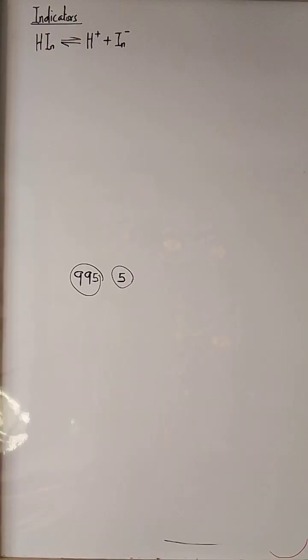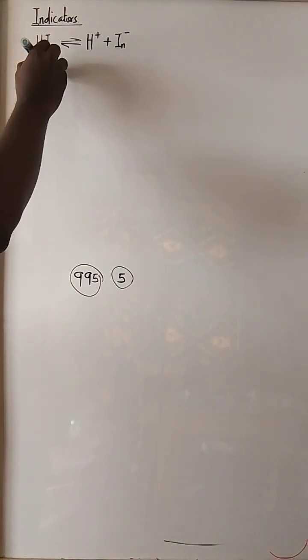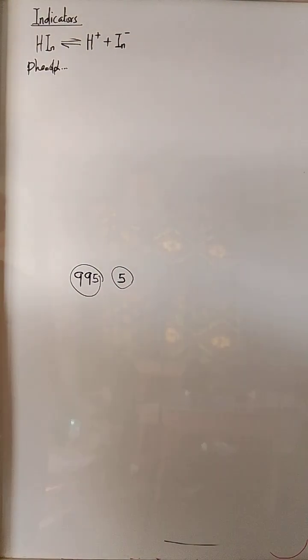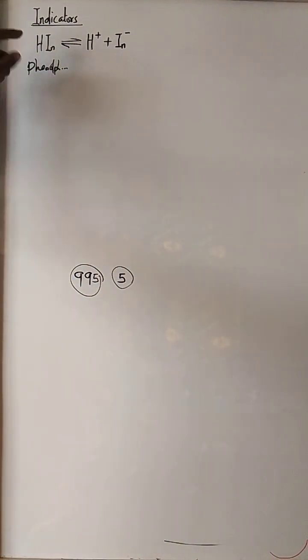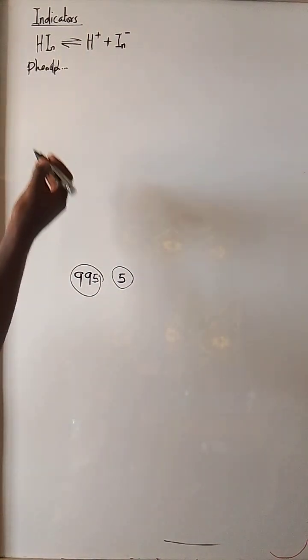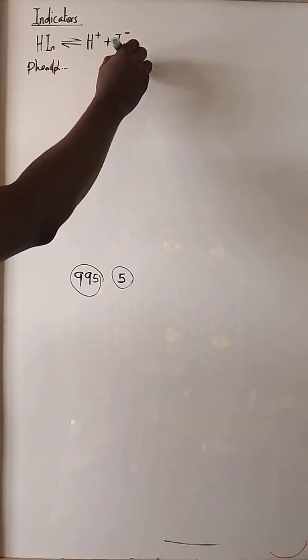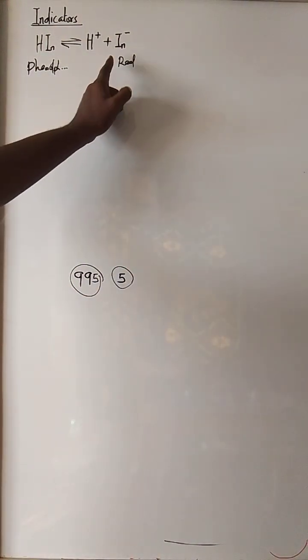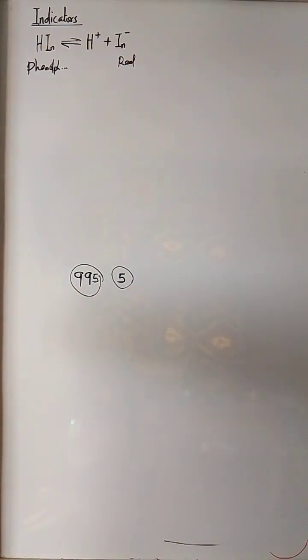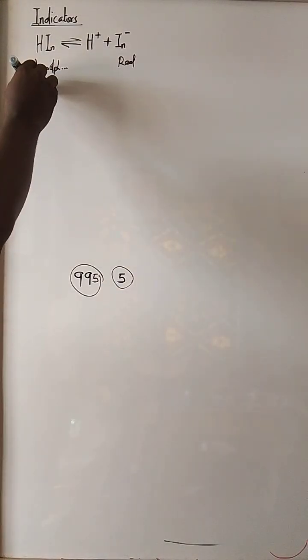For example, phenolphthalein. Phenolphthalein molecules are actually colorless. They have no color. But when they dissociate, the ion has a pinkish red, or let's say a red color. When it dissociates, this negative part is red. Now what happens is, if this phenolphthalein is added to a base, suppose we have sodium hydroxide as a base.